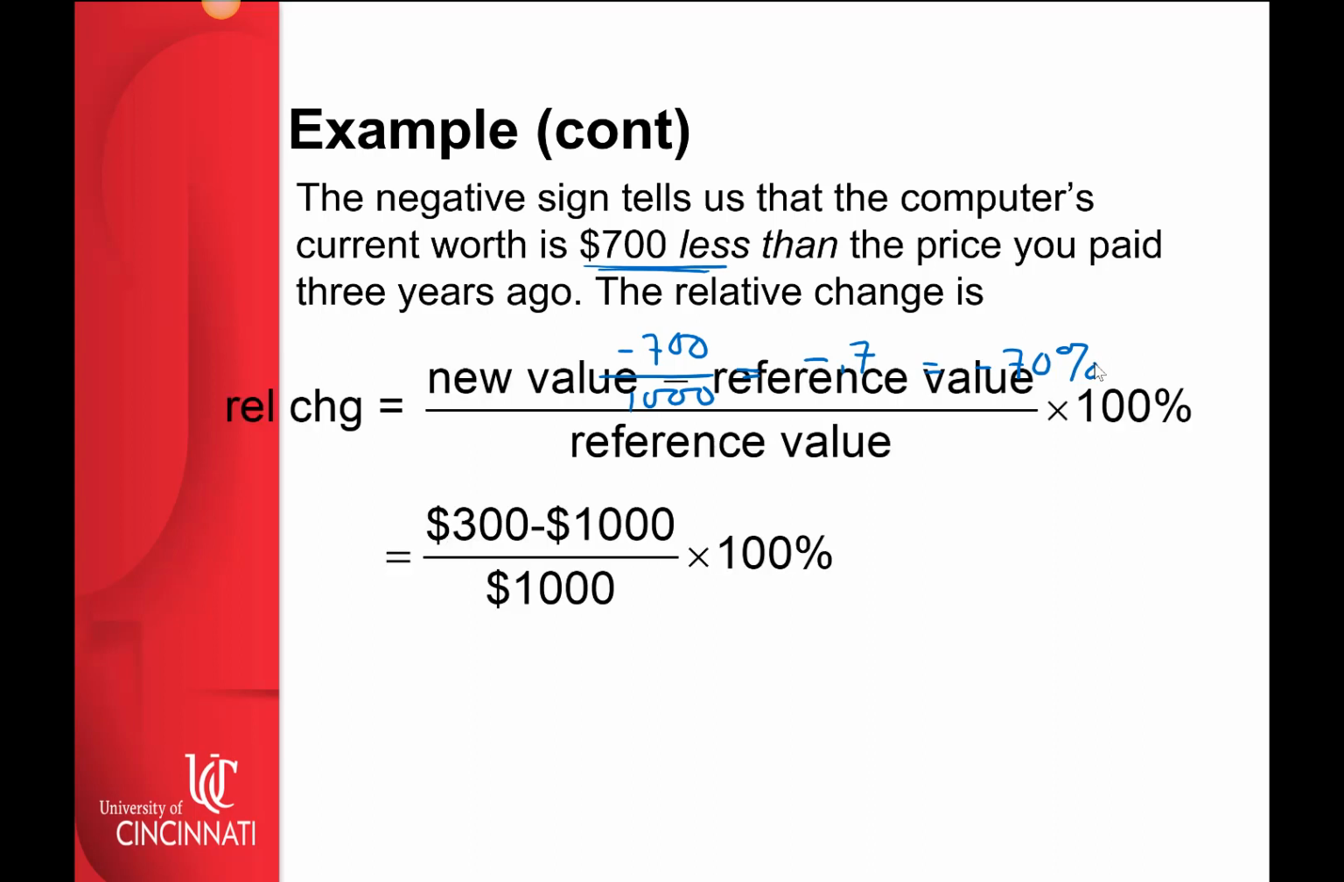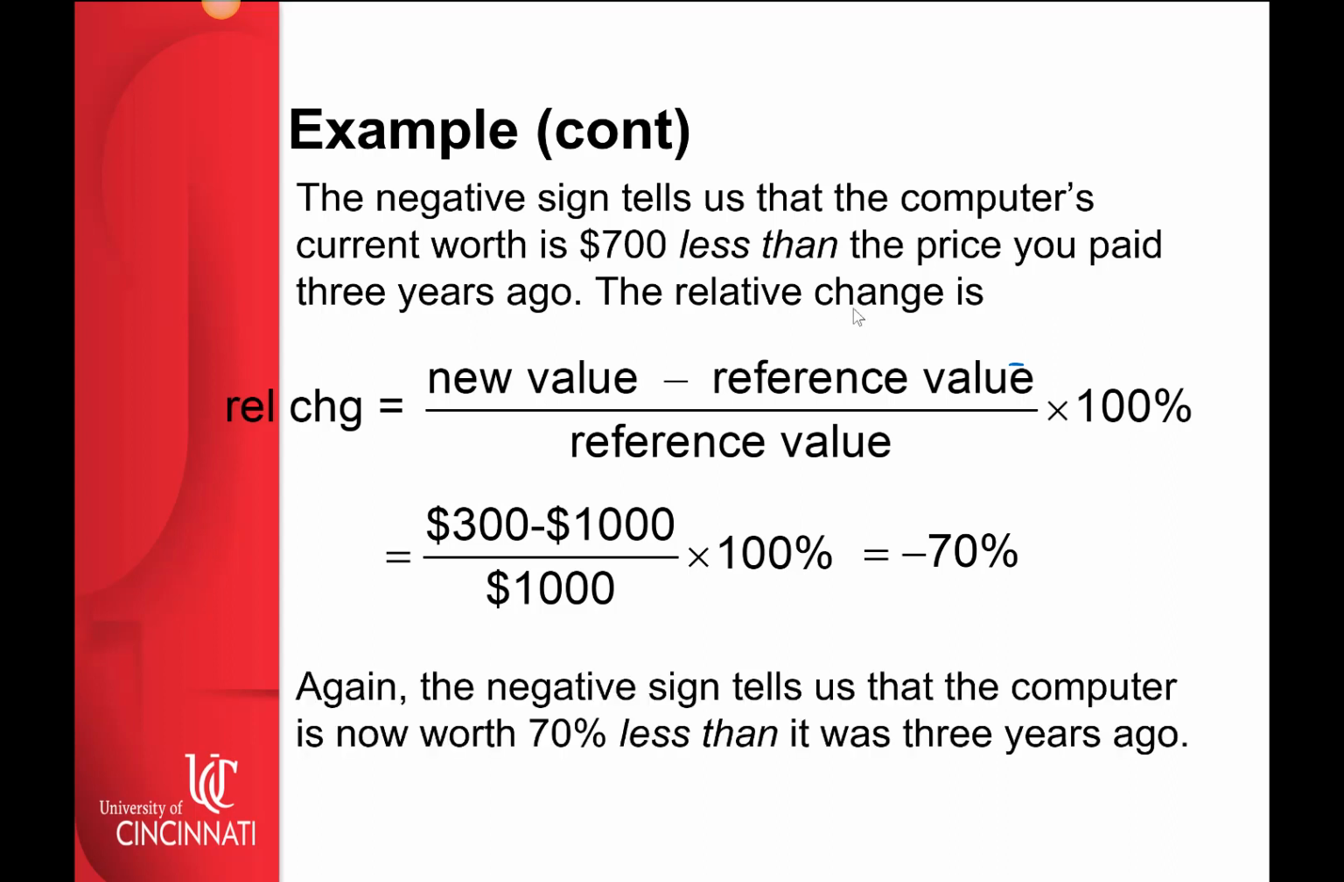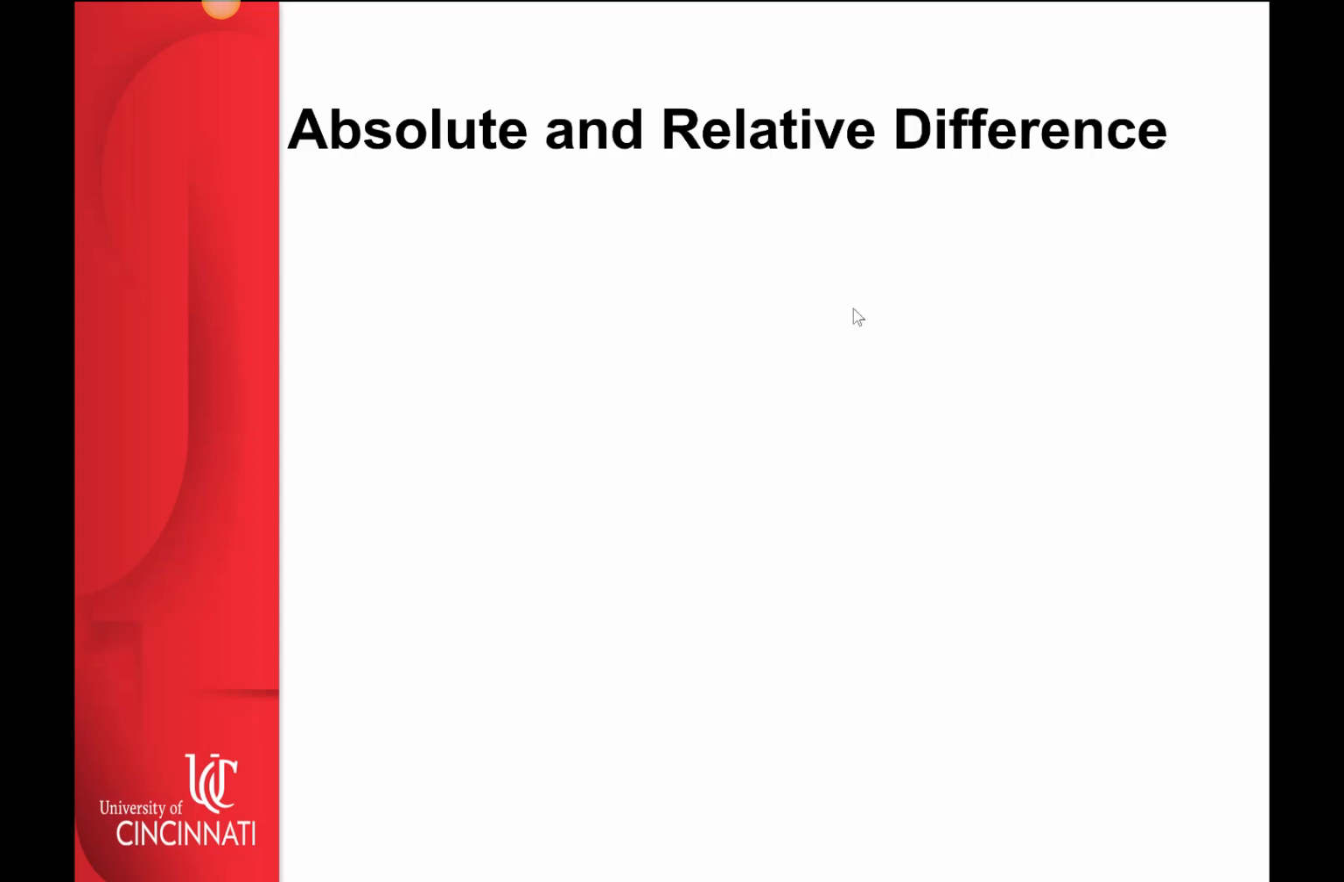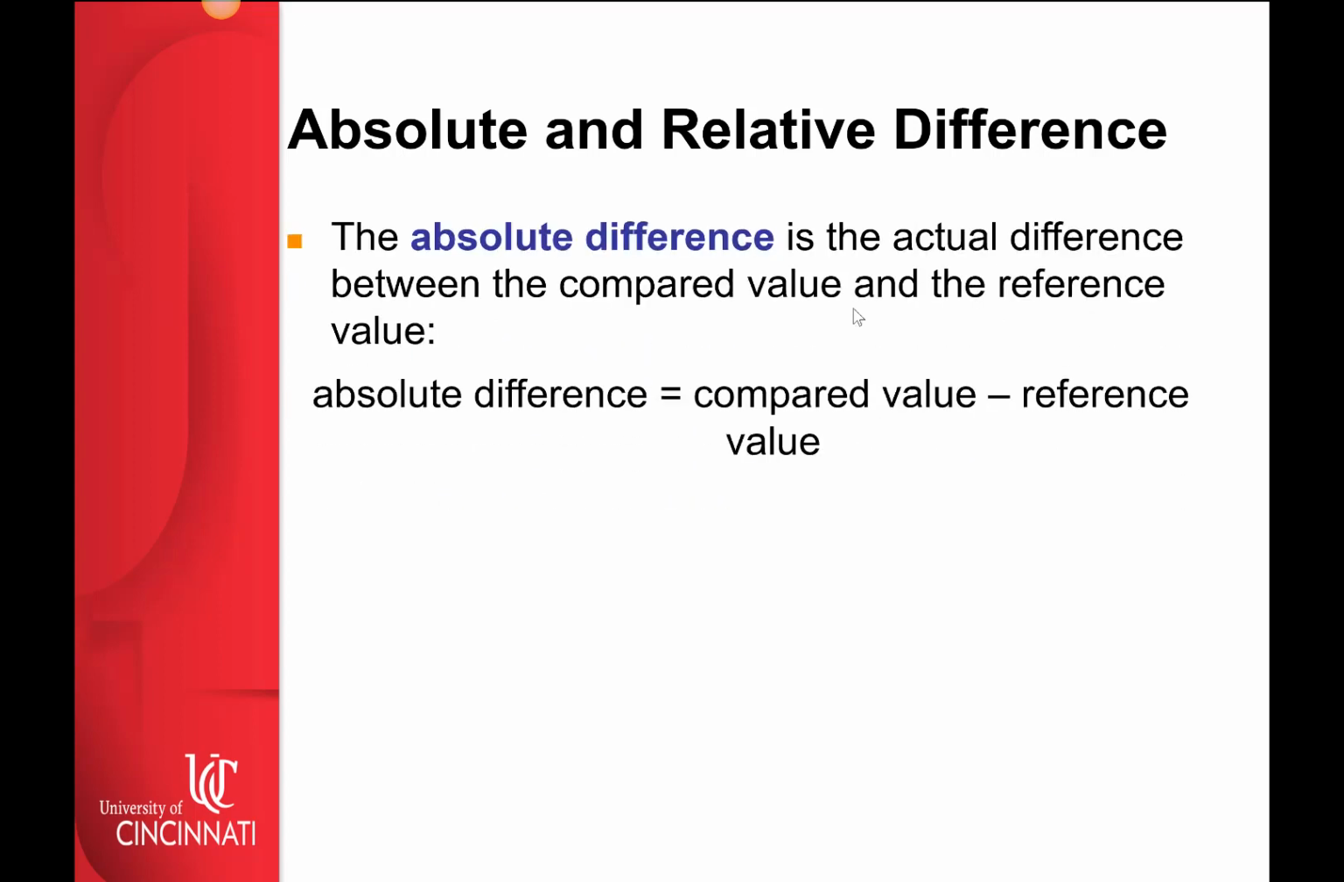Okay, so there you go. And I'll erase this stuff so you can actually read what's there. Negative 70%. Absolute difference tells you how much it has changed. Relative difference allows you to make a comparison. There are times where having a relative difference is important.